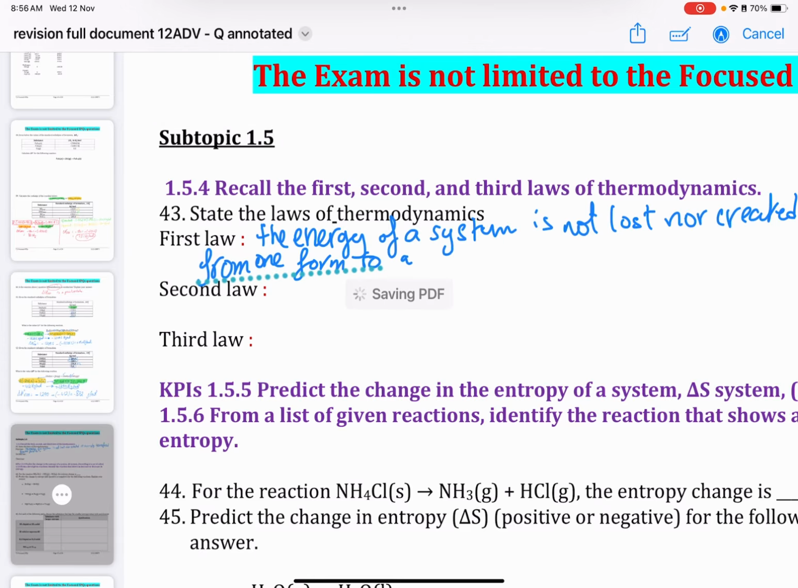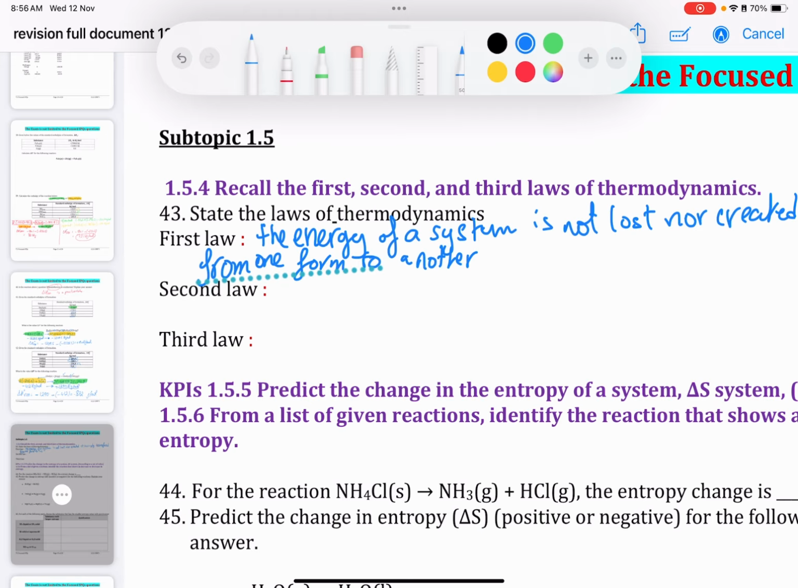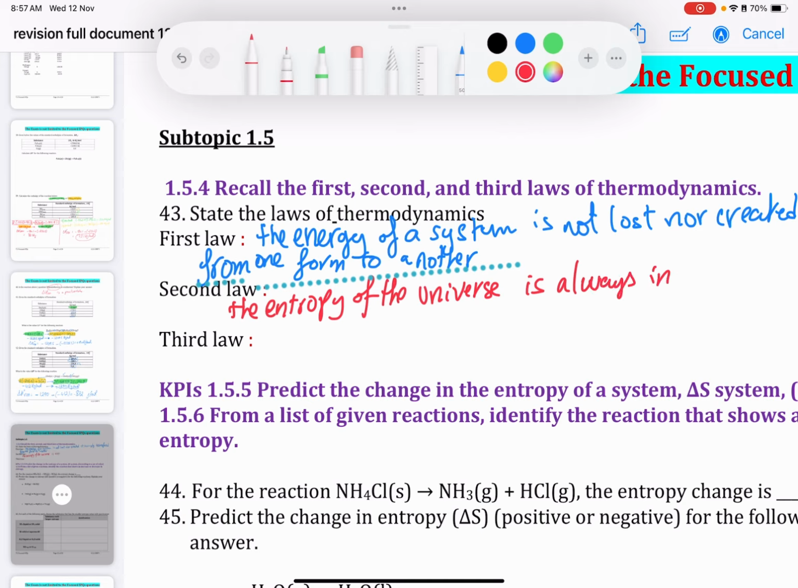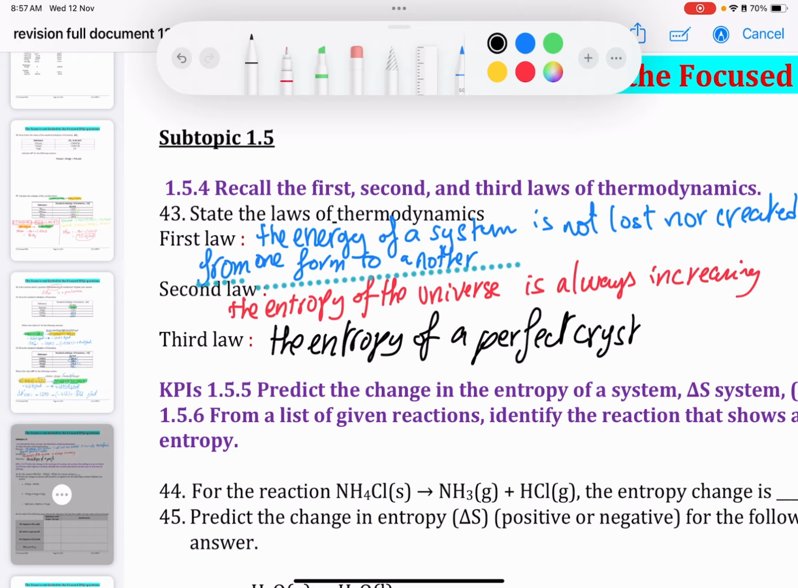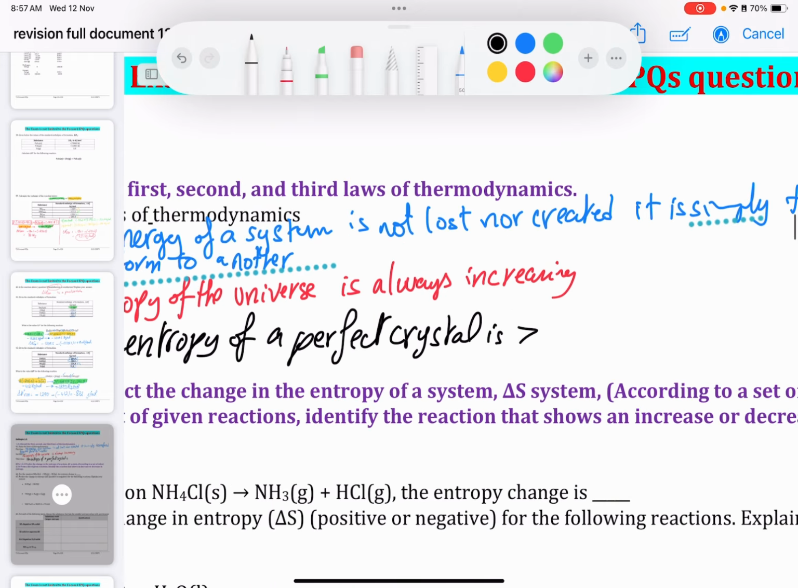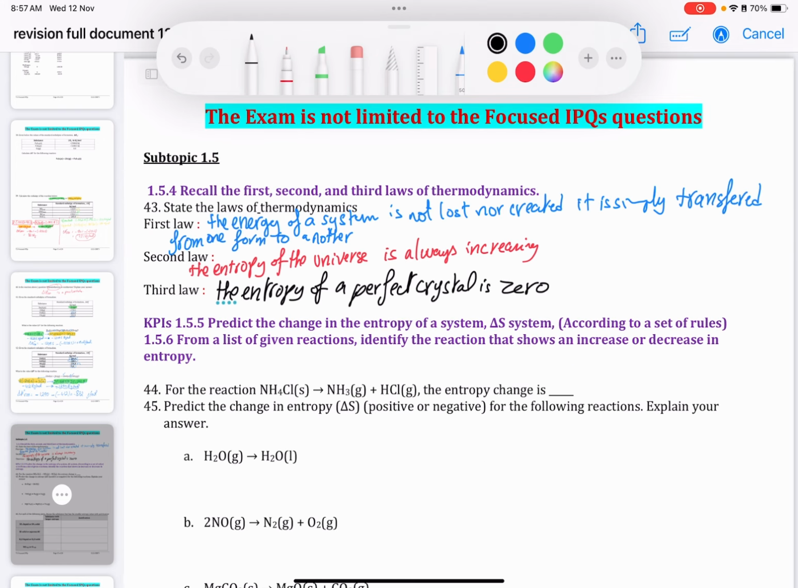Now, the second law of thermodynamics states that the entropy of the universe is always increasing. The entropy of the universe keeps on increasing. And for the third law of thermodynamics, we say that the entropy of a perfect crystal in a perfect world is 0. Because you will see that the entropy of substances is never 0. It's only 0 if it's a perfect crystal.